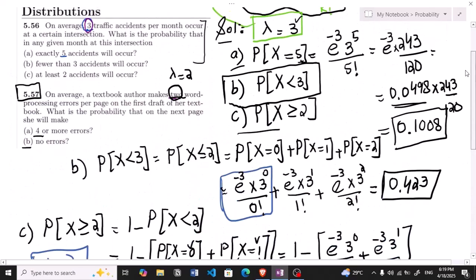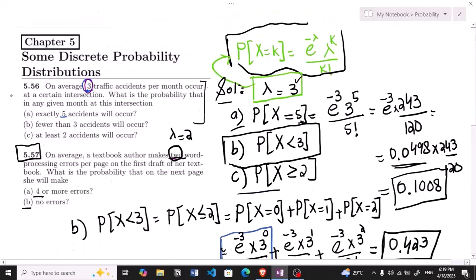So that's it for today, in which we have seen the solution of question 5.56 and 5.57 by using the Poisson distribution, which is the formula we have written here.